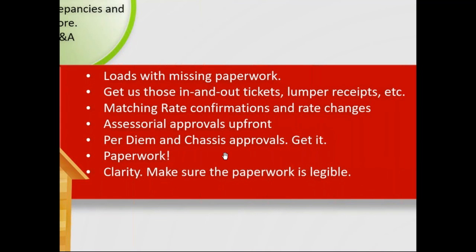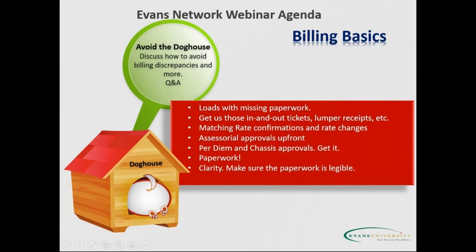And don't forget the matching rate confirmations and rate changes. If your first rate confirmation was $900 to haul the freight, but then there was an accessorial, then get that new rate confirmation updated and into the system. The customer will do all they can to help avoid paying their bill. And that's not true at all, but you know what I mean. Make sure it matches. Make sure you have accessorials approved up front. Before you bill it, make sure you have accessorials approved up front. And if it's in an email, then make sure you upload that email into the order. Per diem and chassis approvals, get it. Okay? Don't forget the paperwork.